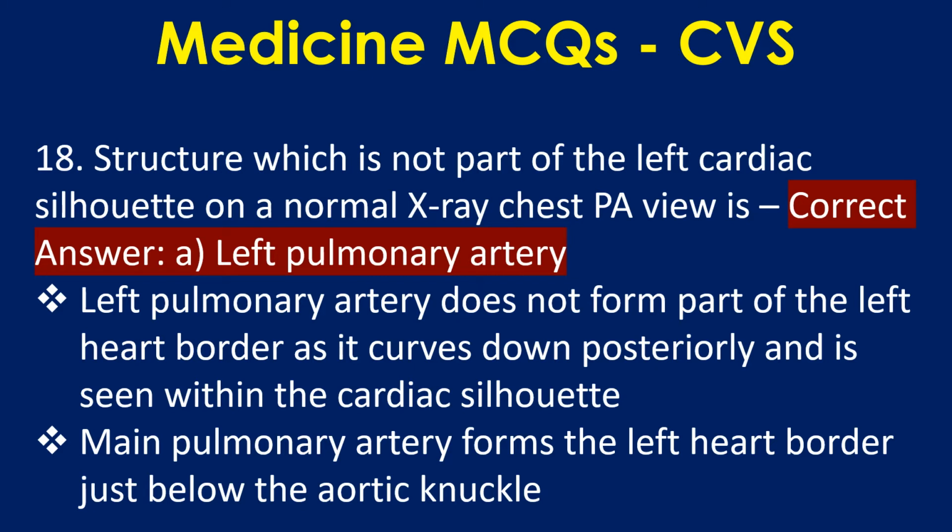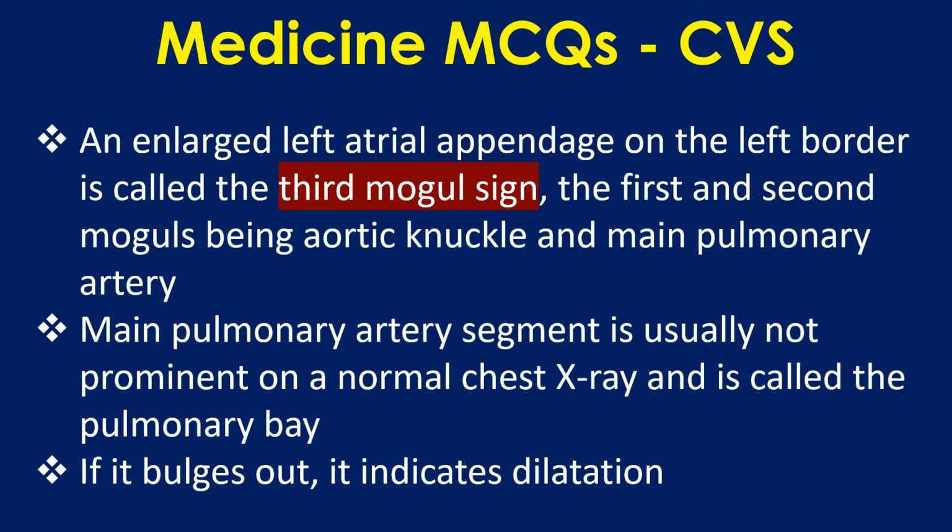Left pulmonary artery does not form part of the left heart border as it curves down posteriorly and is seen within the cardiac silhouette. Main pulmonary artery forms the left heart border just below the aortic knuckle. An enlarged left atrial appendage on the left border is called the third Mughal sign, the first and second Mughals being aortic knuckle and main pulmonary artery.